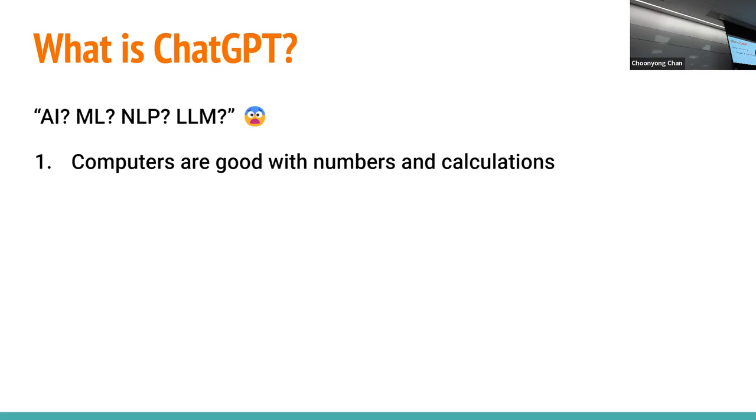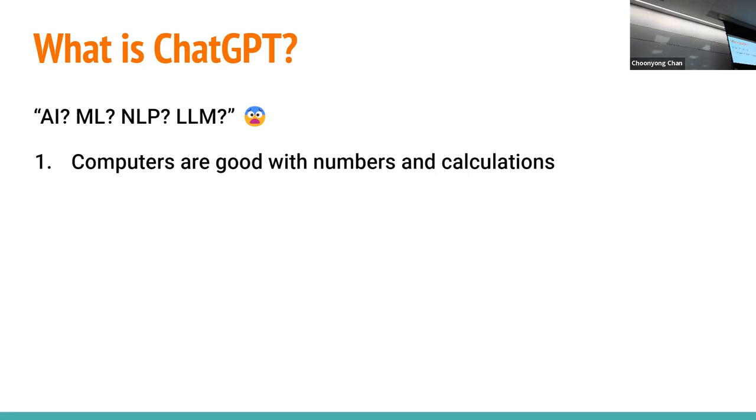I'm pretty sure in this class we come with different experience levels. Some of us may have taken some CS modules on AI, which is, I don't know, 3243, and some modules on ML, 3244, or NLP. But I know some of you may not come from a computing background. So we'll first start off by introducing how ChatGPT works.